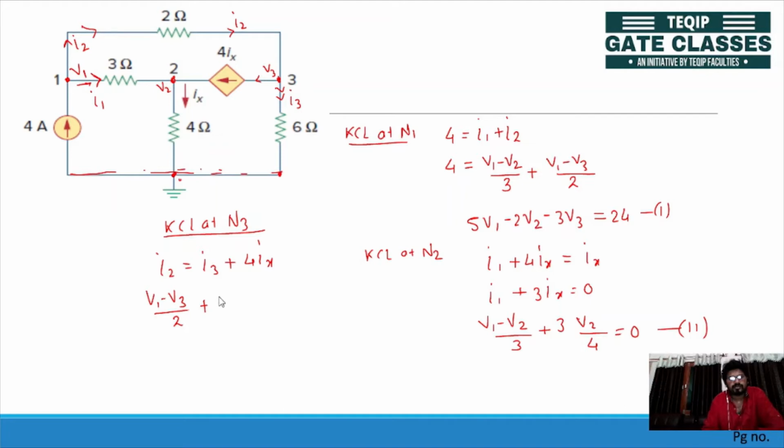Okay, so V3, what will we write? I3 is equal to, I3 we can write V3 by 6 plus 4Ix. 4Ix we have written earlier, that is V2 by 4, this current Ix. Okay, so this is your third equation.